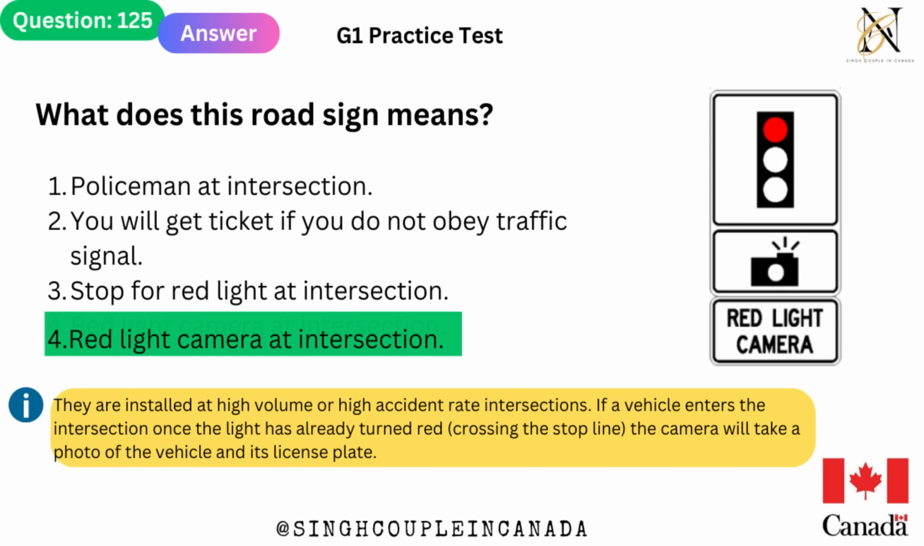They are installed at high volume or high accident rate intersections. If a vehicle enters the intersection once the light has already turned red, crossing the stop line, the camera will take a photo of the vehicle and its license plate.